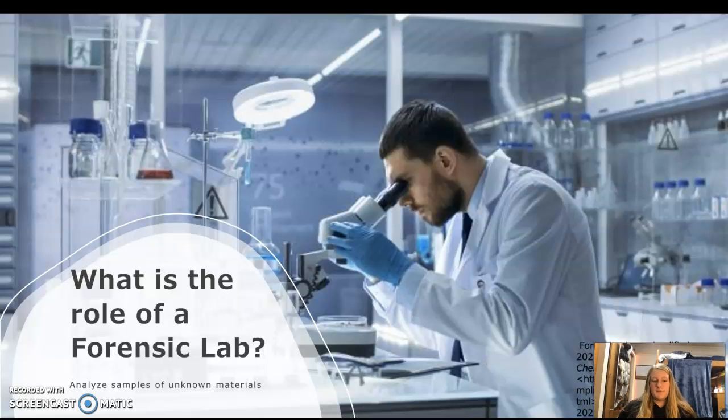What is the role of a forensic lab? The role is to analyze samples of unknown material, and according to Forensic Science Simplified, these unknown materials are powders, liquids, and stains, and it's used to determine the chemical identity or characteristics of the compounds that make up the sample.